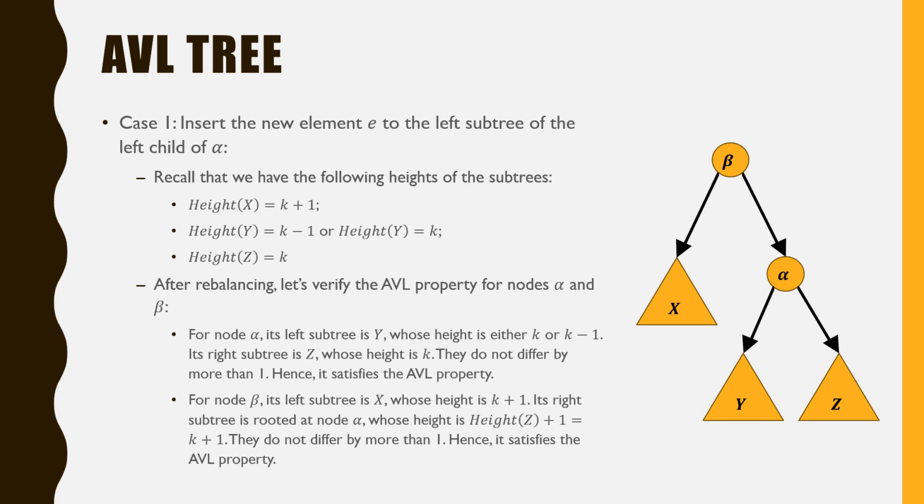For node beta, its left subtree, x, has a height of k plus 1. Its right subtree, one level higher than z, also has a height of k plus 1. Hence, the AVL property is also satisfied at node beta. Taken together, the rebalanced tree is a valid AVL tree.